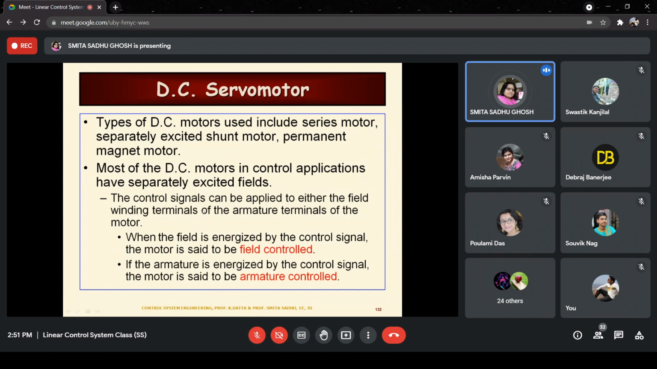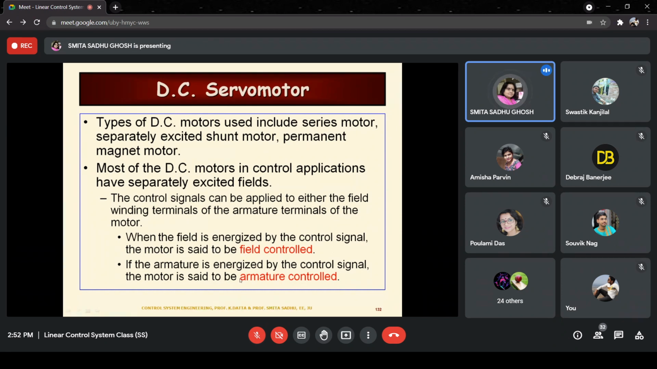Now, the control signal can be applied either to the field winding or the armature terminal. So, based on whether the input is applied to the field or the armature, DC servo motors are classified into field controlled DC servo motors or armature controlled DC servo motors. So, when the field is energized by the control signal, the motor is said to be field controlled.